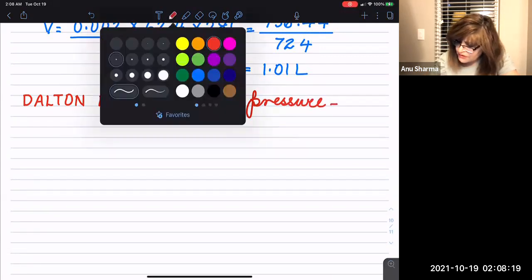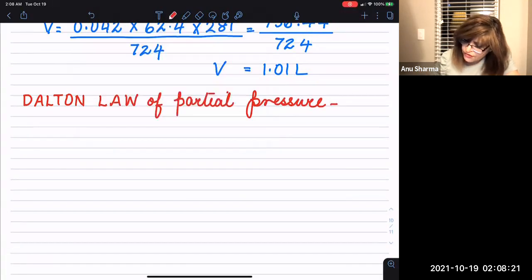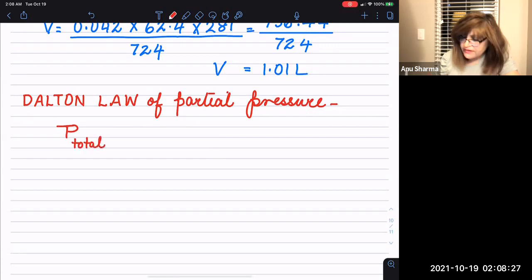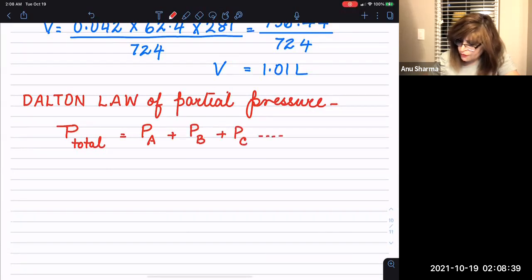It's a very common sense law and a very interesting law. Here he says that the total pressure of all the gases inside the container is the sum total of the partial pressure of gas A plus the partial pressure of gas B plus the partial pressure of gas C, and so forth.